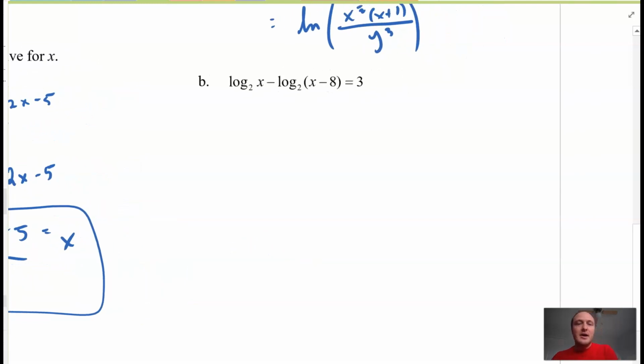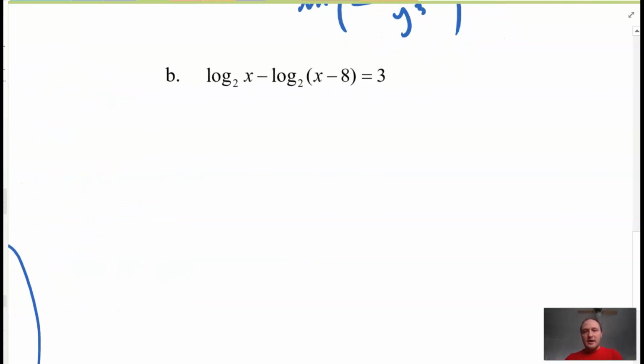All right, so there is our answer for 8a. All right, 8b. What we're going to go ahead and do here is kind of solve this in a different type of manner. I'm going to first simplify this. Notice that these are both log base 2, and I'll combine these. So log base 2 of x over x minus 8 is equal to 3.